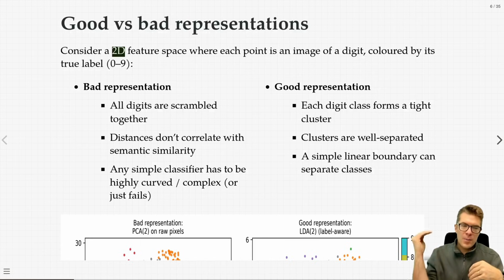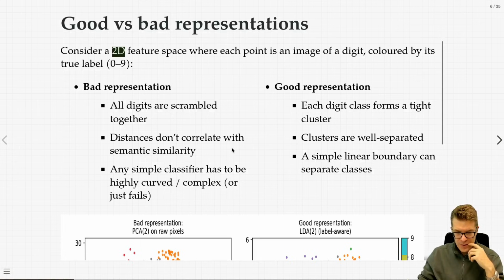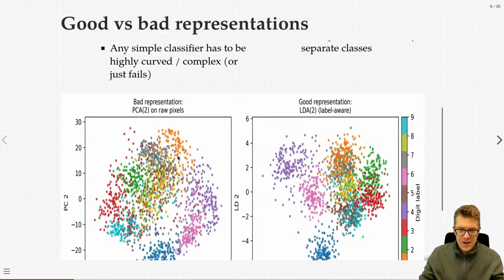And if you want to slap a classifier on top of such a bad representation, that classifier, the thing that you're actually going to do a lot of training on, is going to have to be very complicated. Maybe it's going to have to be very deep. You're going to have to put in a lot of expensive work into it, or maybe it just won't work at all. So a bad representation will have all of these characteristics on the left.